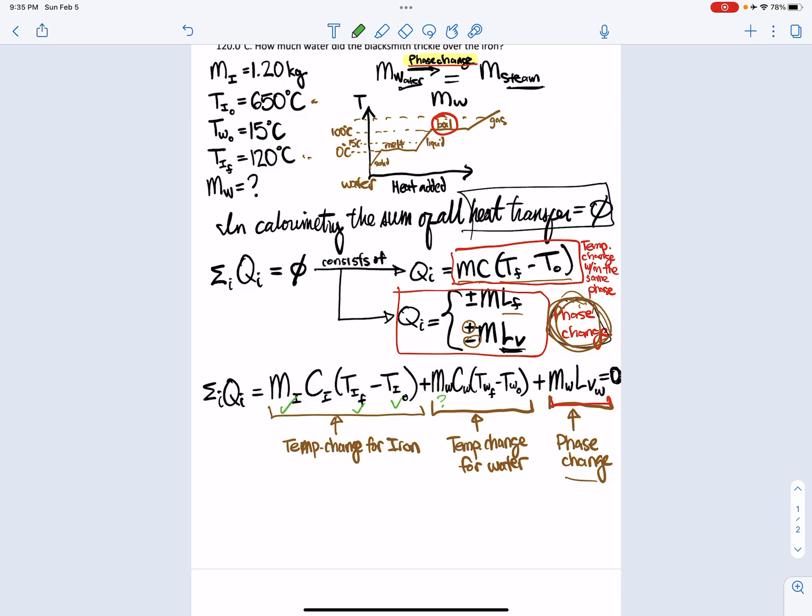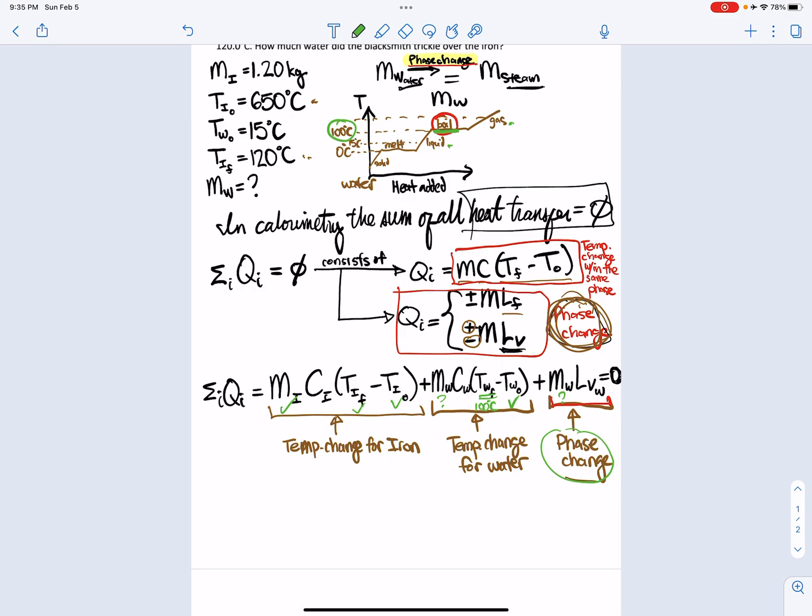T water final. This one is technically not given, but we know that in order for phase change to occur, this is actually 100 degrees Celsius right here. That's the boiling point, right? That's where phase change between liquid to gas occurs for water at that temperature. Initial temperature of water, that's also given. Mass of water, we don't know. That's what we're trying to find out.